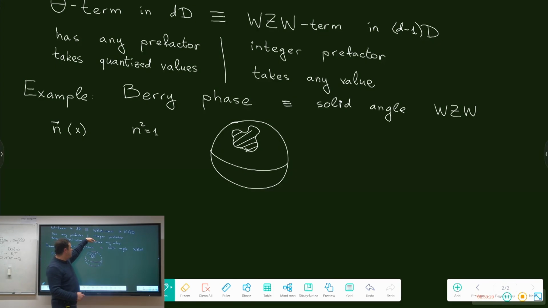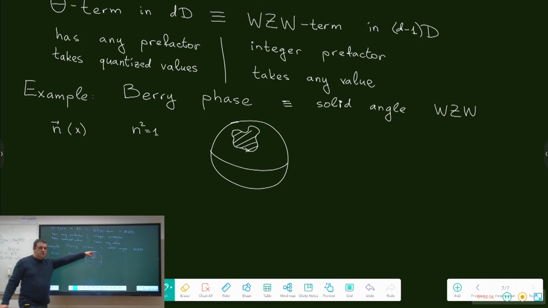It's written, look, it takes any value. It's not quantized because the solid angle takes any value. You can have a solid angle which covers only 1/10 of a sphere, or half of the sphere, or the full sphere, any value. This is the only thing you really need: the trajectory has to be closed. You cannot calculate Berry phase for a trajectory that has a beginning and an end, because you don't know how to encircle this solid angle.